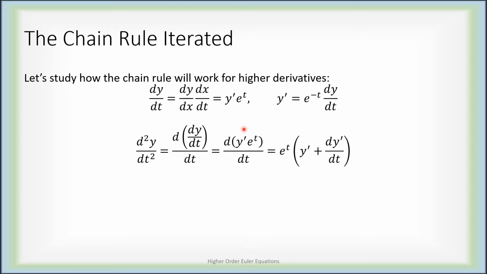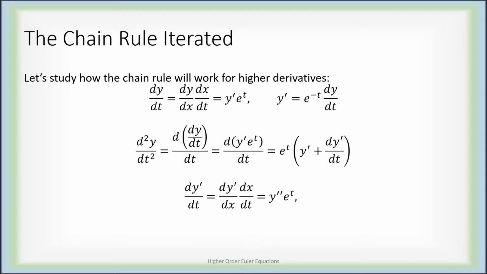First up, we would have y prime times d by dt of e to the t. Of course, that's just e to the t, so y prime e to the t, which is accounted for in the first product here. By the product rule, we would also have to take d by dt of y prime times e to the t unchanged, which is accounted for right there.